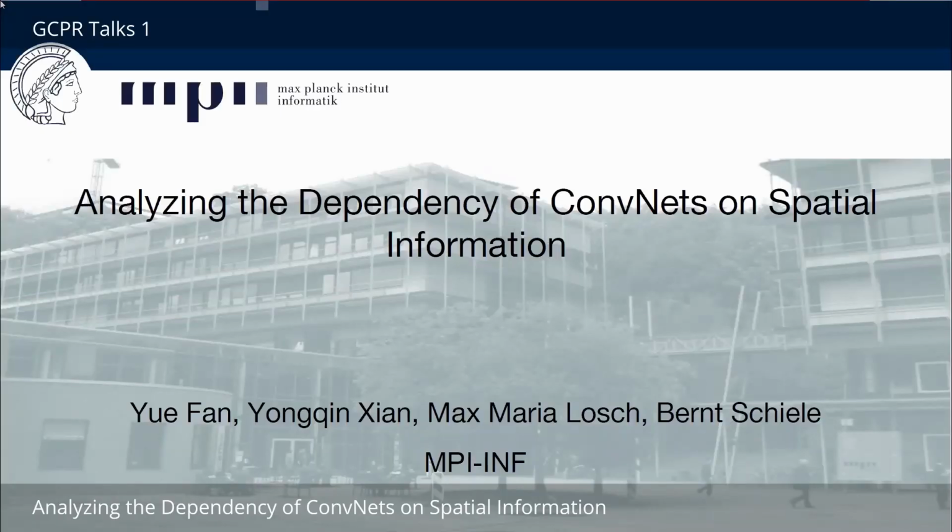Hi everyone, welcome to our work, analyzing the dependency of CNNs on spatial information. In this paper, we aim to investigate the reliance on spatial information in image classification task. We propose to discard spatial information via shuffling locations or average pooling during both training and testing phases to investigate the impact on individual layers.